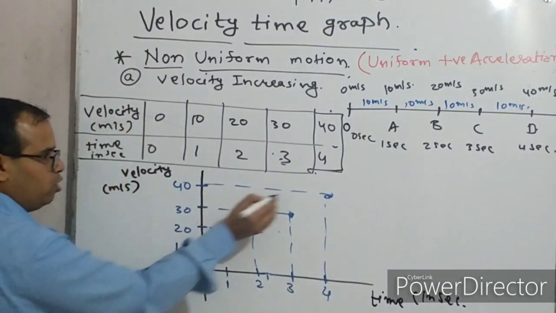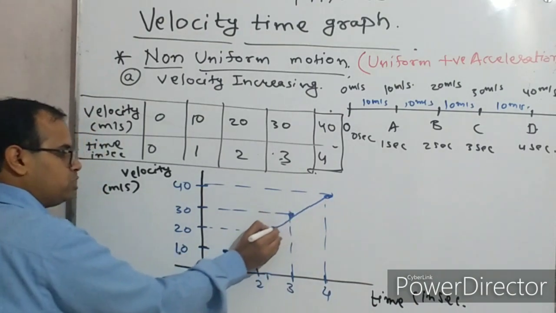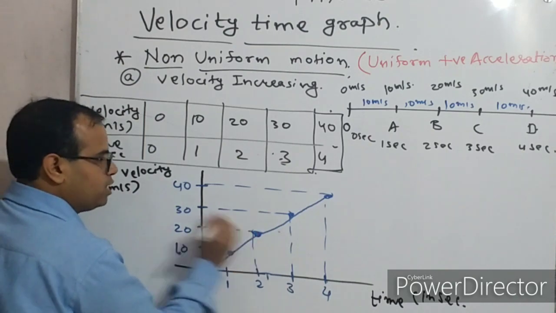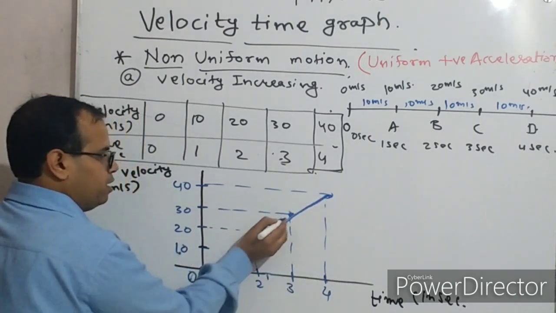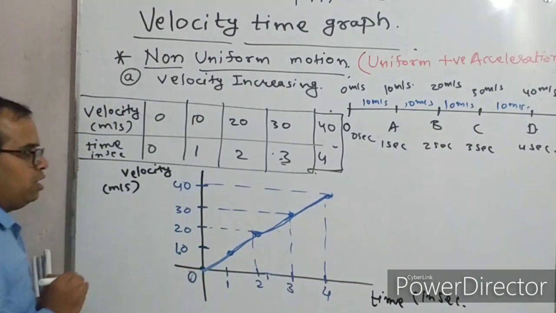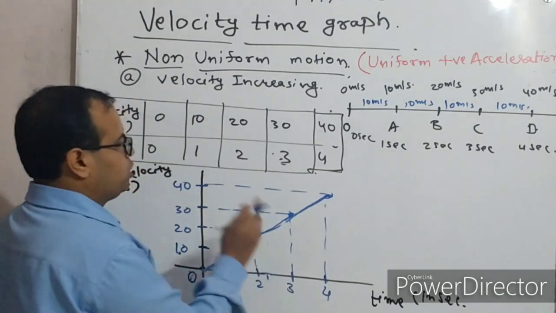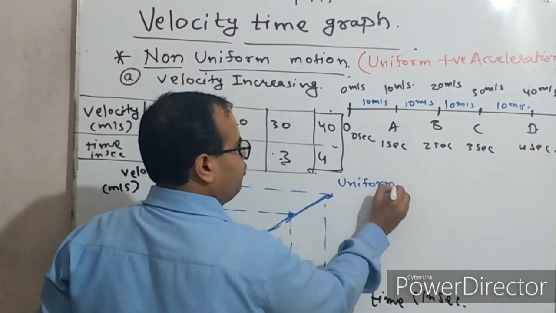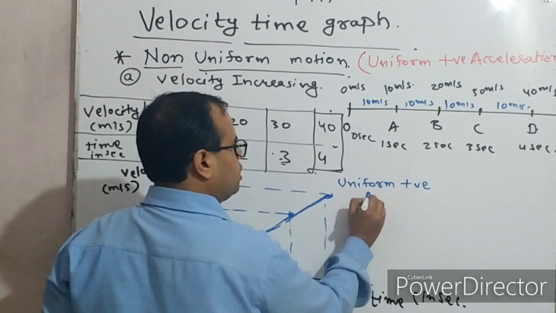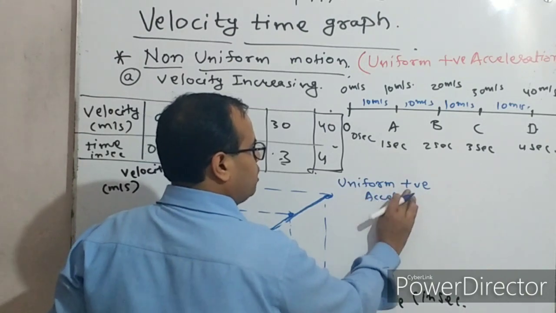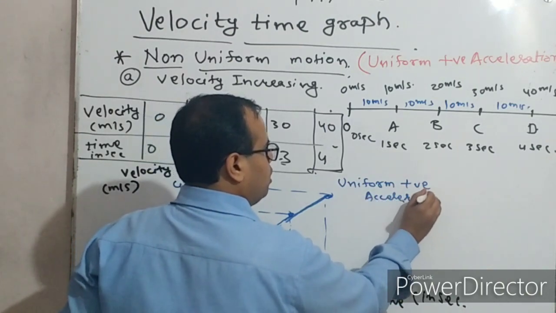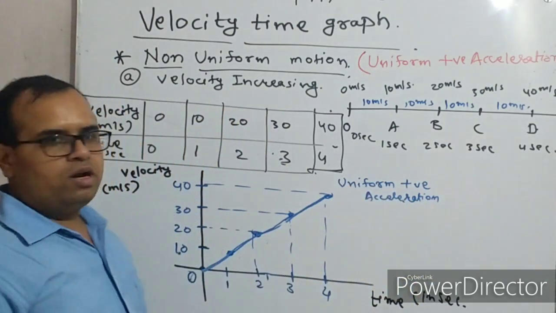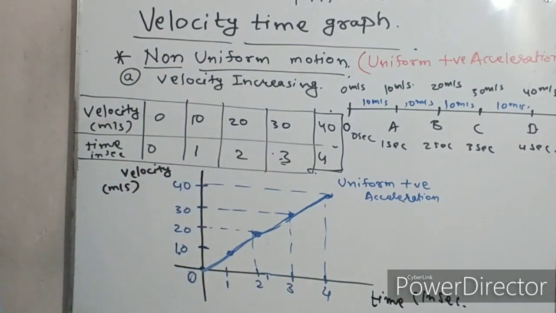If you join all these points, though we have not taken the scales properly, still you can see that all these points are falling on a straight line. So this is what the graph for uniform positive acceleration looks like, and when it is there, then the object covers more distance, more displacement, in equal intervals of time, and its velocity is increasing uniformly.